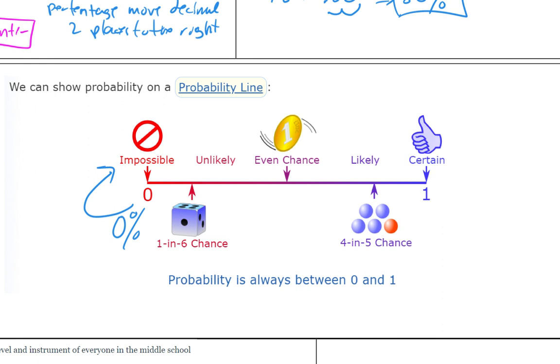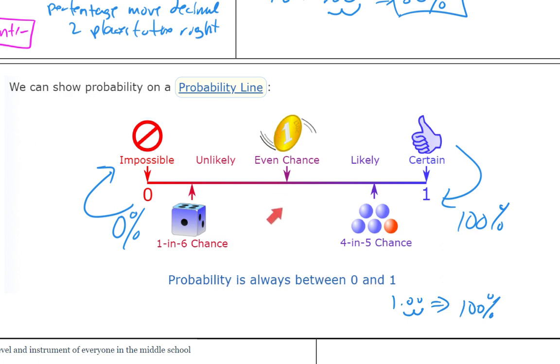Okay, and so that would be 100% chance. So the probability always goes between 0 and 1, because you can imagine with that 1, if it's 1.00, we move it 2 places to the right, that turns into 100%. So that's why the probability is always between 0 and 1.